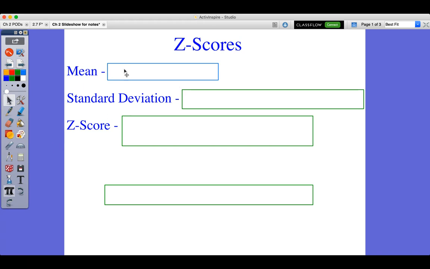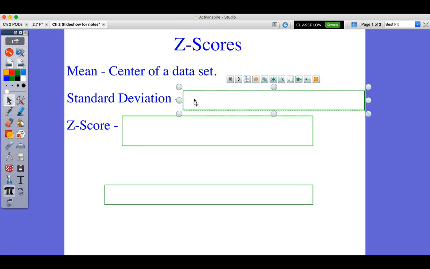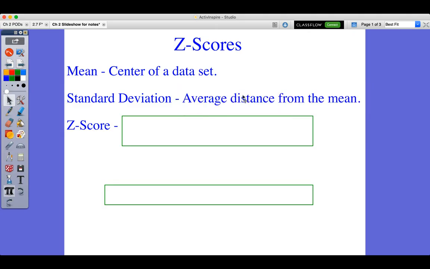So we know what the mean is. It is the center of a data set. And typically we only use it when it's symmetric, but for calculating z-score, it's part of the formula, and so we're going to use it when we're calculating z-scores, even if it's not symmetric, although it's less meaningful in those cases. Standard deviation, do you remember? Go ahead, you can say it. Yeah, the average distance from the mean.